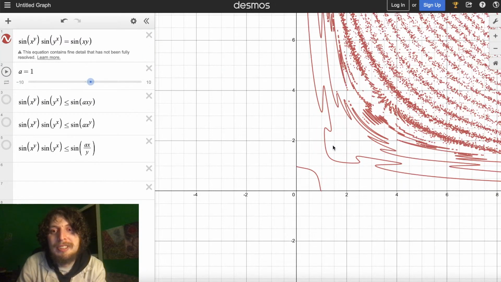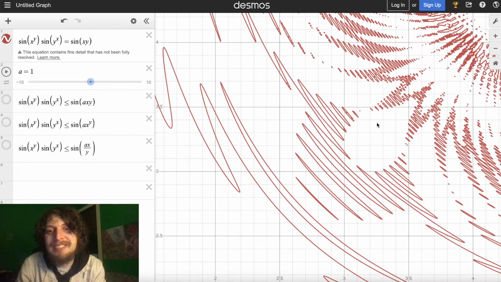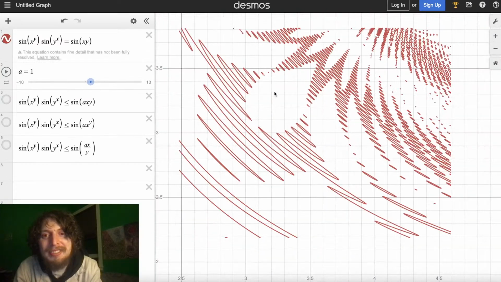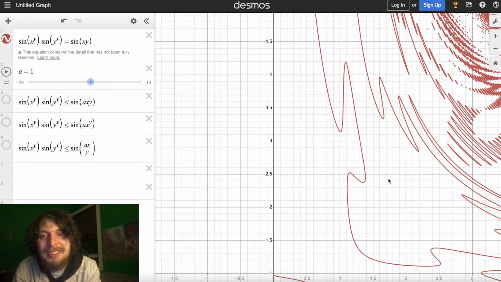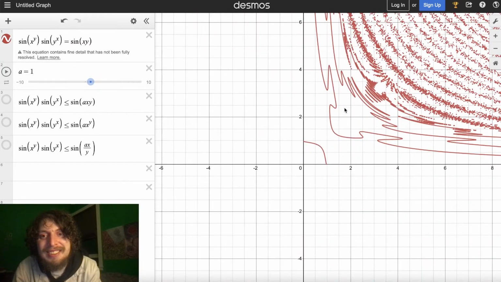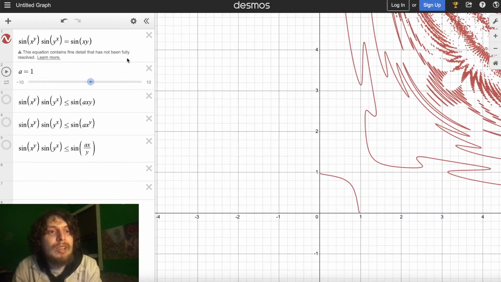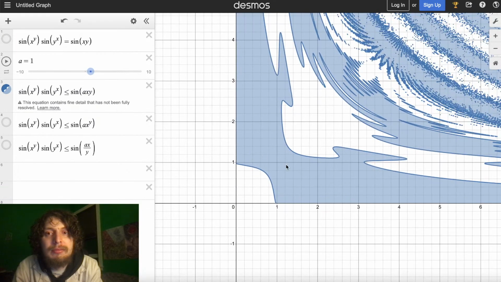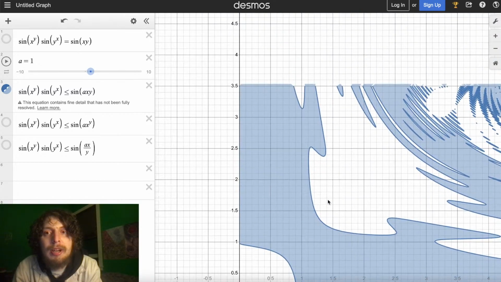Ooh. Whoa, this is like a new type of crazy flower-like shape. It's like a palm frond. Whoa. That's pretty wild. Okay. So. Pretty wild.